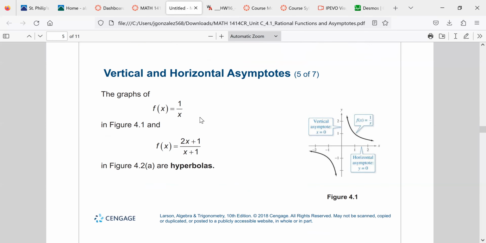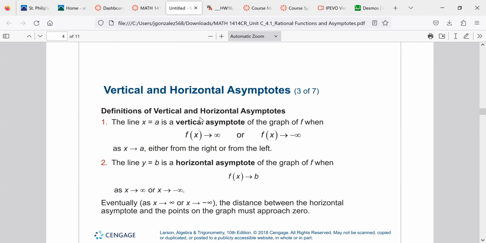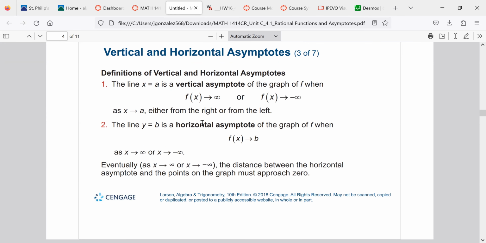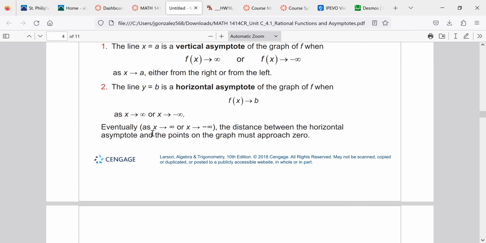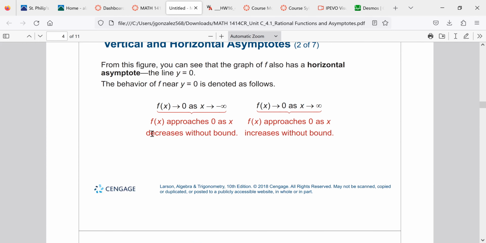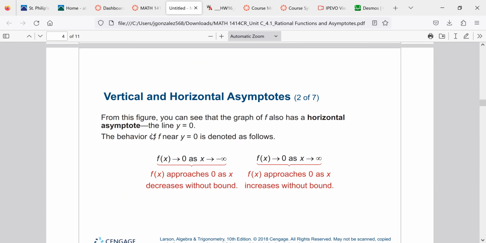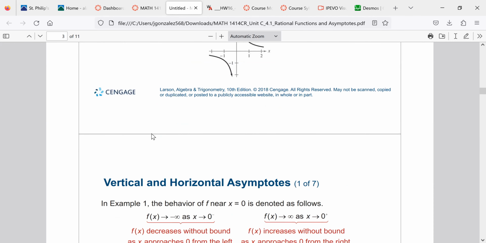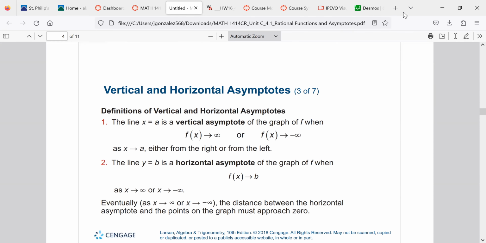Now, there's a set of rules for horizontal. Let me see if they're in here. Oh, here we go. So it depends on the degree of the denominator and the numerator. I feel like this is more complicated than it needs to be. Yeah, here. Let me explain it a different way.